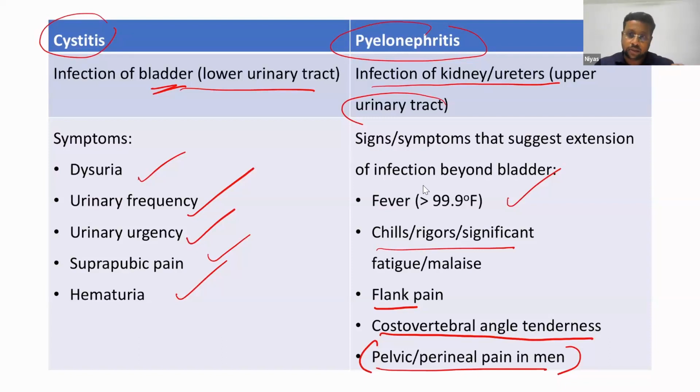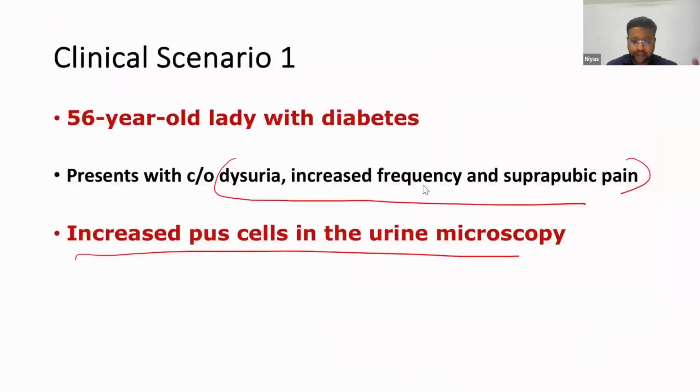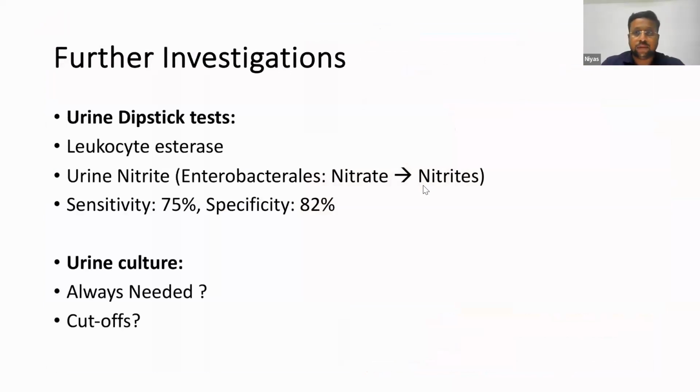Fever in a patient with suspected urinary tract infection, you can call it pyelonephritis and it should be treated as such. There is a difference in the treatment of cystitis and pyelonephritis. That is why we are focusing on this. So that is the difference between lower urinary tract infection, that is cystitis, versus pyelonephritis. So our patient, the 56-year-old lady, is presenting with dysuria, increased frequency, and suprapubic pain. It is not mentioned whether the patient has fever or not. We assume that the patient does not have fever. So that is a clinical diagnosis of acute cystitis. This patient has acute cystitis.